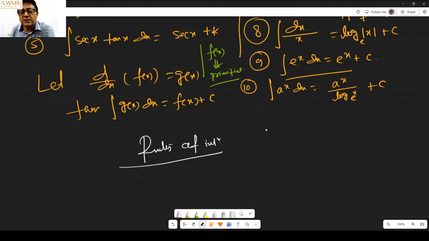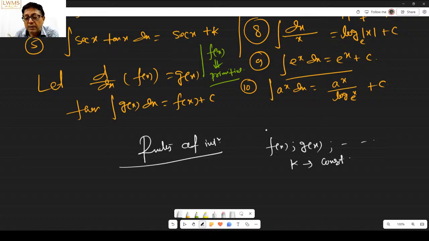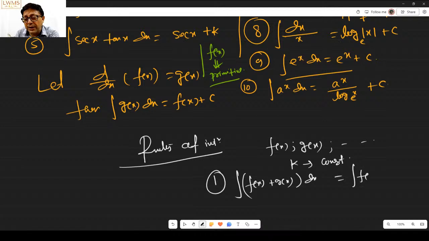Let there be functions f(x), g(x), maybe more functions also there like this, and k be a constant. Then the first rule of integration states that integration of sum of two functions will be sum of their integrations. Okay.